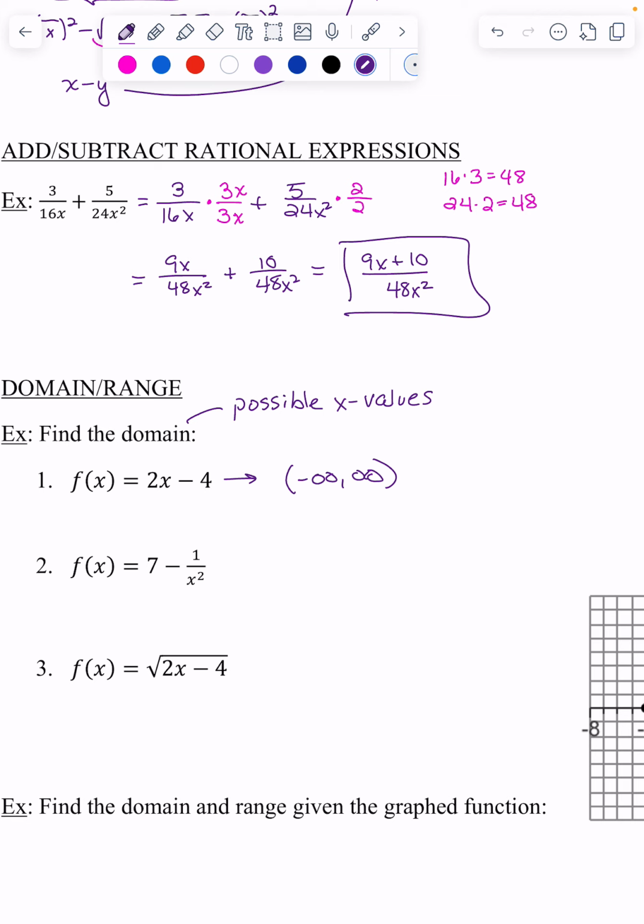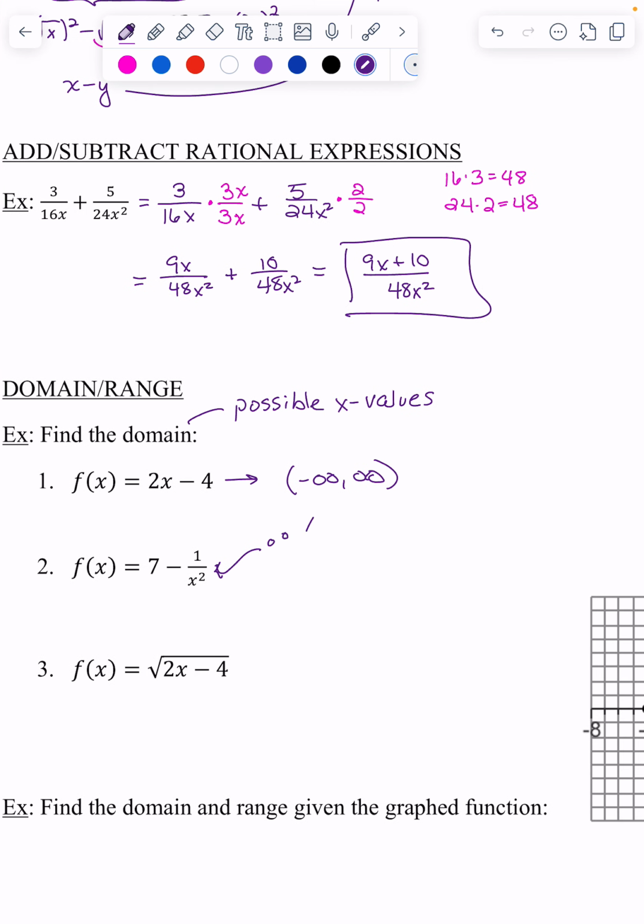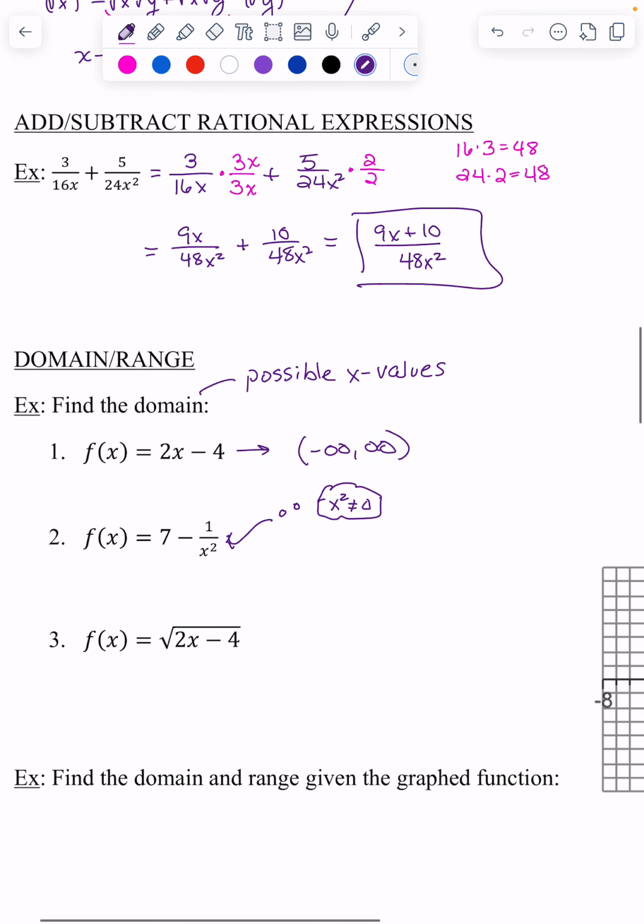If I look at the second one of my special cases, the 7 doesn't worry me, but here what I'm thinking about is this denominator right here. I don't think that x squared can equal 0, because if it did, I would be dividing by a 0. So let's solve for that. If x squared does not equal 0, then x does not equal 0. Okay, I took the square root of both sides, and I get 0 for my answer. This would be if I wanted to write it as an inequality.